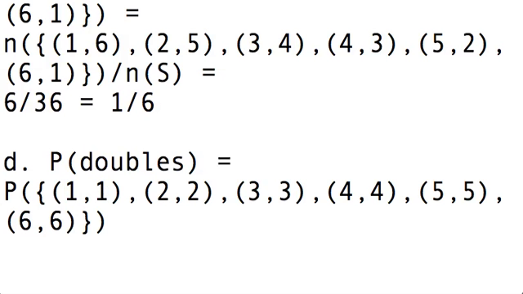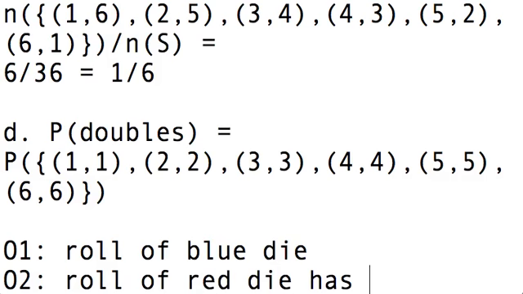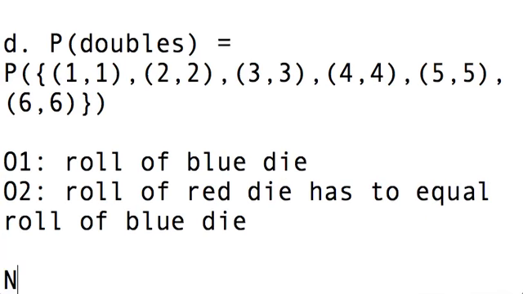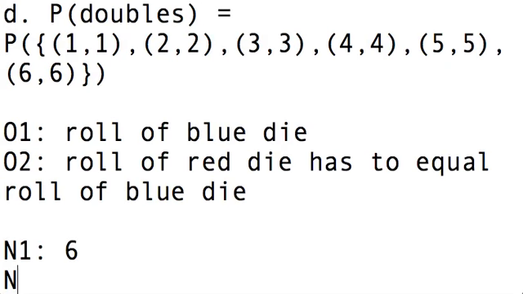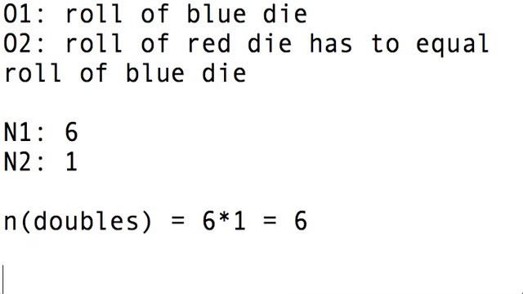I could have counted this using the multiplication principle. My first operation is the roll of the blue die. My second operation is the roll of the red die, but it has to equal the roll of the blue die. So the number of ways of getting the blue die is 6. The number of ways of getting the red die is 1, because once I've chosen the blue die, the red die has to equal it. So the total number of ways of getting doubles is 6 times 1, which is 6.